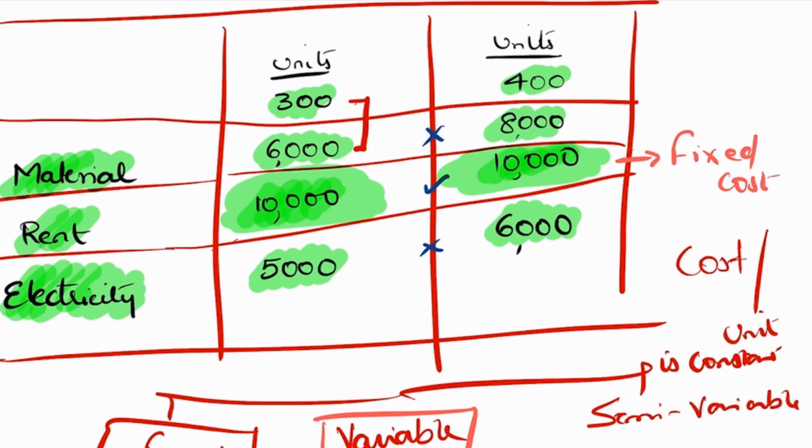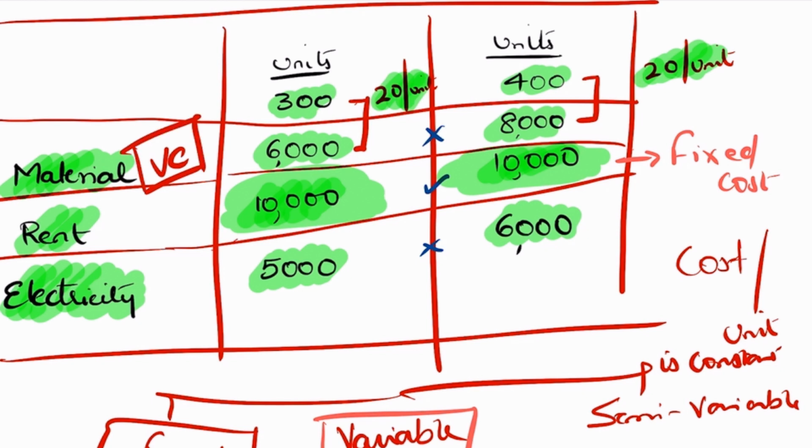6,000 divided by 300 gives me 20 per unit. 8,000 divided by 400 is also 20 per unit. Therefore, my cost per unit is constant for both 400 and 300 units. So material cost is a variable cost.